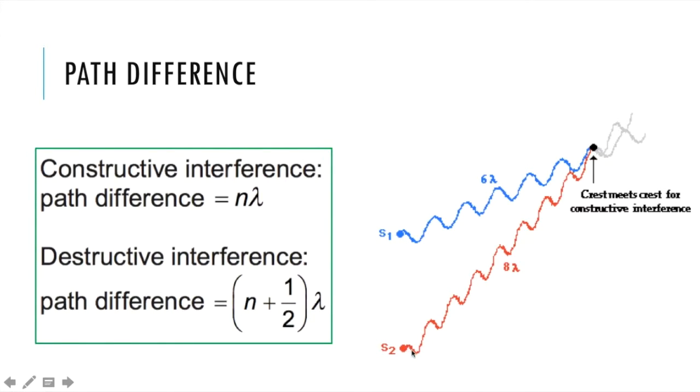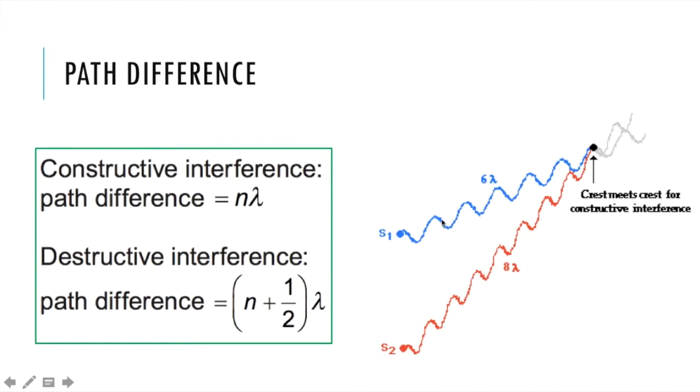And obviously the red wave travels further, but because it's exactly 2 extra wavelengths, those extra two crests really don't matter very much because they still arrive completely on top of each other, completely in phase. And so when they meet, the crests will line up with the crests, the troughs will line up with the troughs, and so on. So you get constructive interference at this spot.